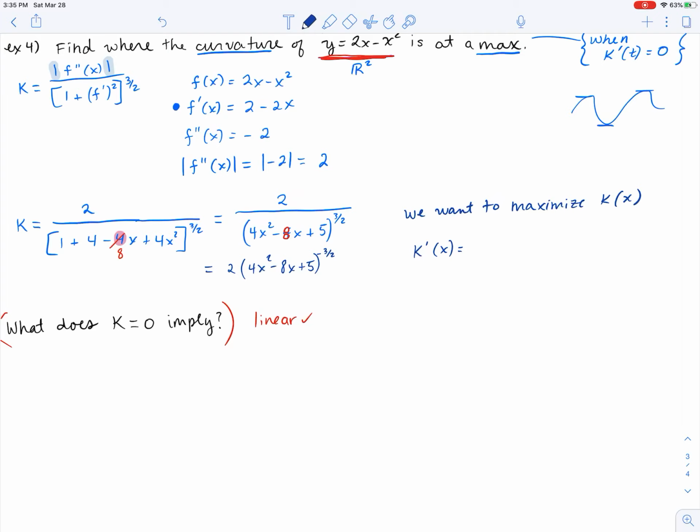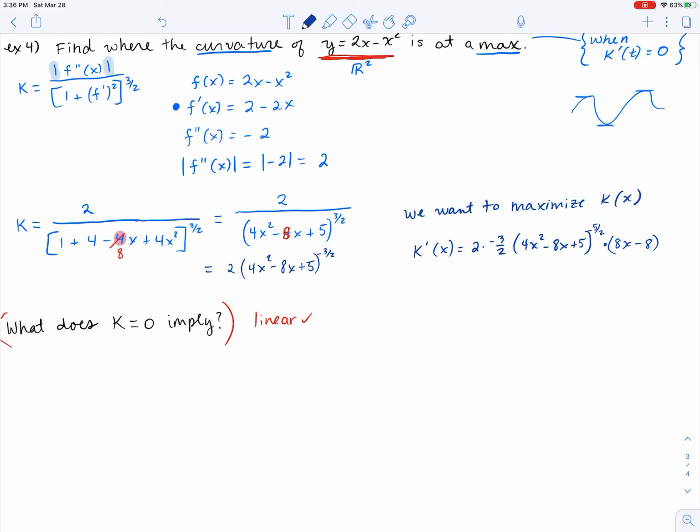Okay, then we can just do the, okay, so we've got 2 times negative 3 halves times 4x squared minus 8x plus 5 to the, we have negative 3 halves power, so we're going to reduce that by 1 and get negative 5 halves power. And then we need to use chain rule to multiply by the derivative of the inside function, which is going to be 8x minus 8. And that needs to go into parentheses.